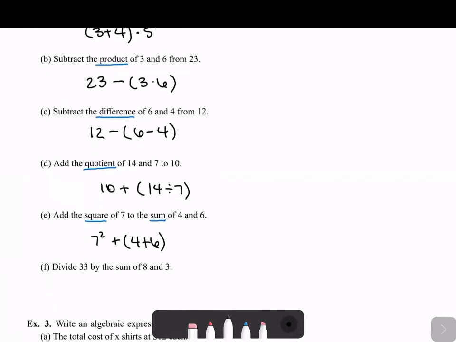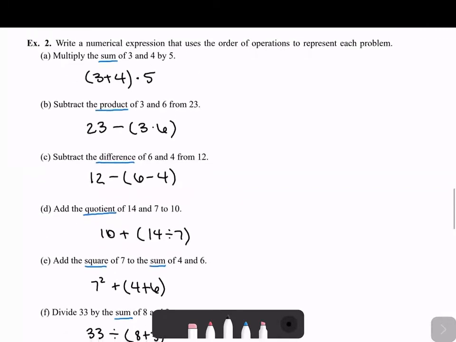Lastly, divide 33 by the sum of 8 and 3. So again, we have this word sum here, which tells us, so we're dividing 33 by something. So just like how when you're subtracting from a number, dividing by that number, you put that number first. And we're dividing 33 by the sum of 8 and 3. Okay, so this is kind of how you translate these things.